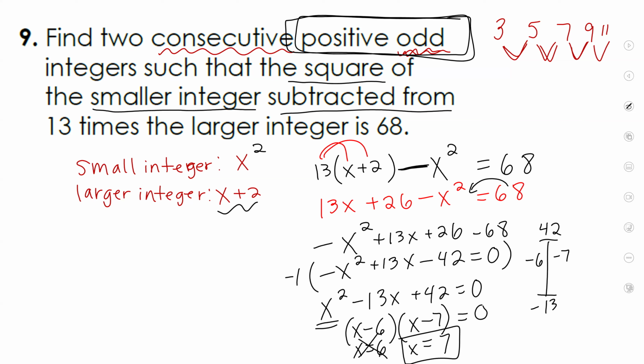So that means your smaller integer is 7. And the next one would have to be 9. So these are your integers. These are your positive consecutive integers, 7 and 9.